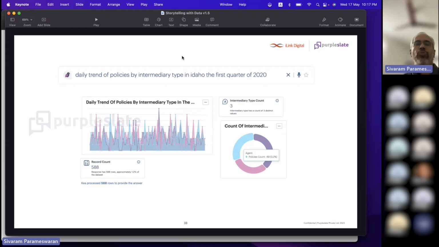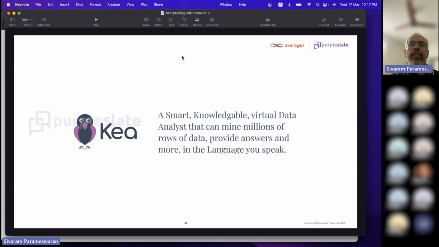Just coming back to the presentation, so that's what we just saw. This platform lets you ask questions in very simple English constructs rather than making use of custom-crafted dashboards. So what exactly is Kia? Whatever we just saw, Kia is our conversational AI platform. Basically, we are trying to virtualize a data analyst, which can just answer questions asked in English.